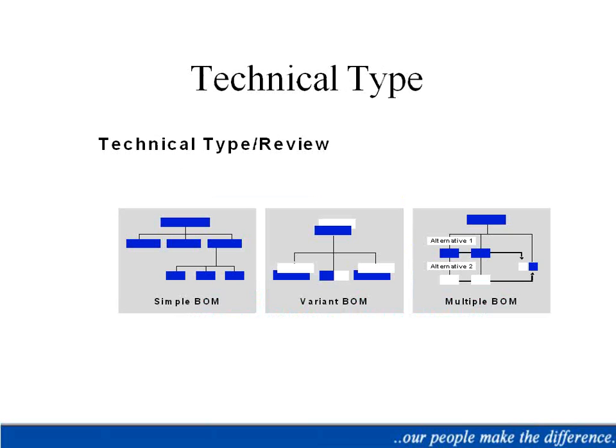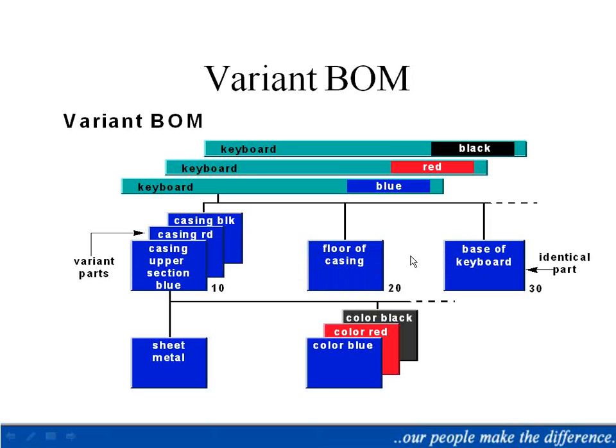People call it the technical type. In SAP, the terminology technical type refers to simple BOM, variant BOM, and multiple BOM. We know the different BOM categories, basically the technical types of the BOMs. Rather than BOM categories, they should say BOM types. The different BOM types are simple BOM, variant BOM, and multiple BOM.